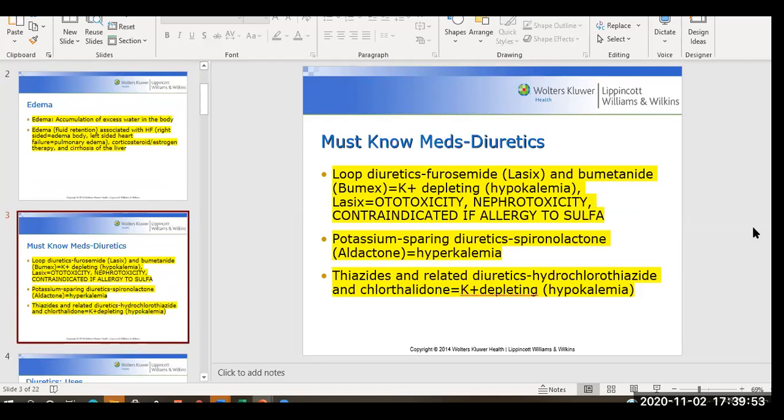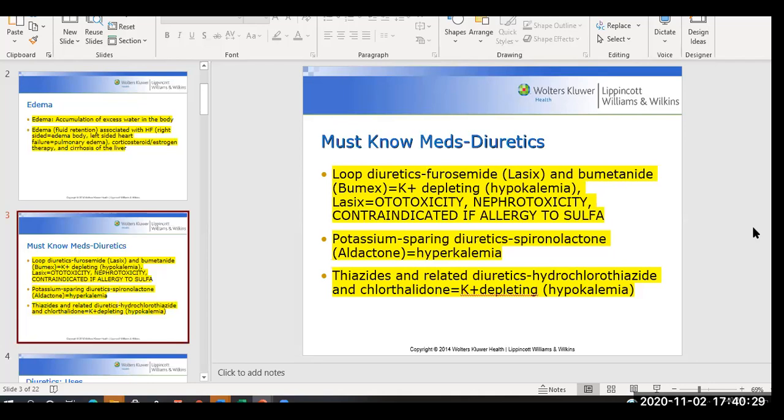Loop diuretics, you got furosemide and bumetanide. They get rid of your potassium. They're potassium depleting, right? And Lasix can cause ototoxicity, nephrotoxicity, and it's got a sulfa base. So if the patient's allergic to sulfa, no Lasix for them. That's what you need to know about those loop diuretics. That's really it, okay? And remember, ototoxicity, damage to the hearing, nephrotoxicity, damage to the kidneys.